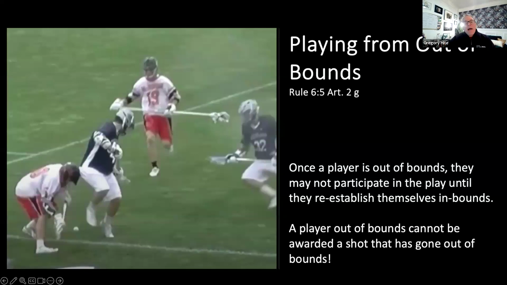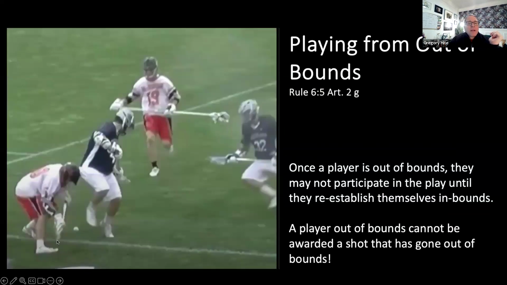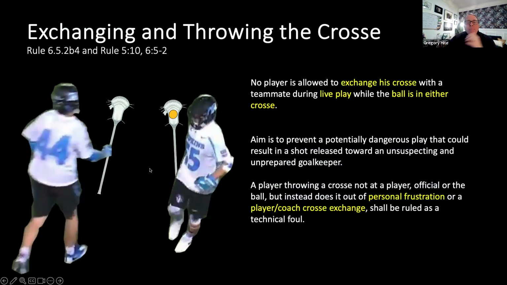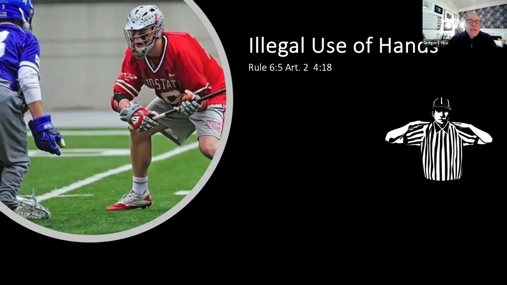Playing from out of bounds, right? You can't play from out of bounds. So let's look at this example. Clearly here we've got White is out of bounds, and he is going to try to scoop this ball up. You can't do that. Right? You are not allowed to exchange crosses. Now, I've never seen this happen in my entire life with the ball in them. I had to invent an image to show you guys what that would look like, but that's in the rule book. Right? Illegal use of hands.